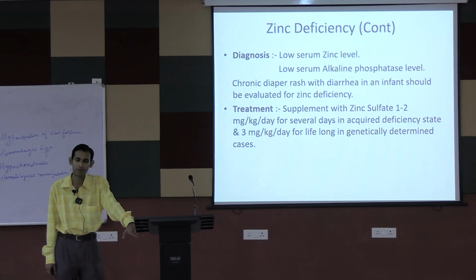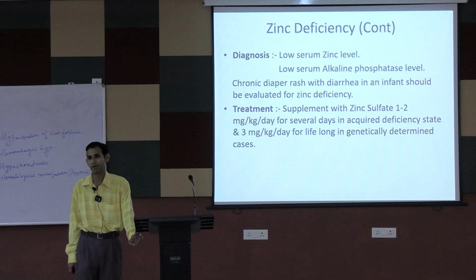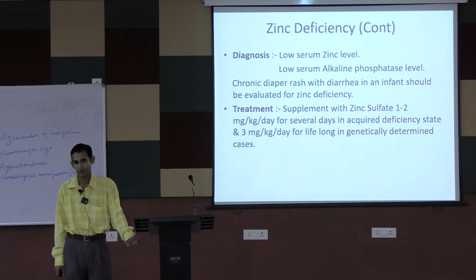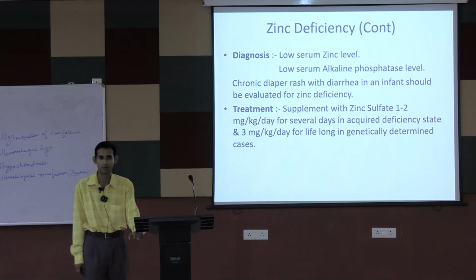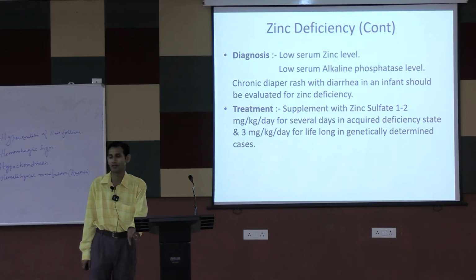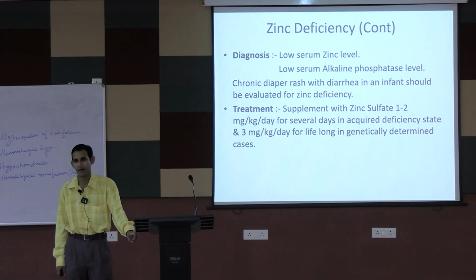So, treatment: how is it treated? Supplementation with zinc sulfate. Usually zinc sulfate is given at 1 to 2 milligram per kg body weight for several weeks, particularly in acquired deficiency. But in congenital or inherited deficiency, in acrodermatitis enteropathica, a comparatively high dose of 3 milligram per kg body weight per day is given, with lifelong supplementation. This you have to remember.